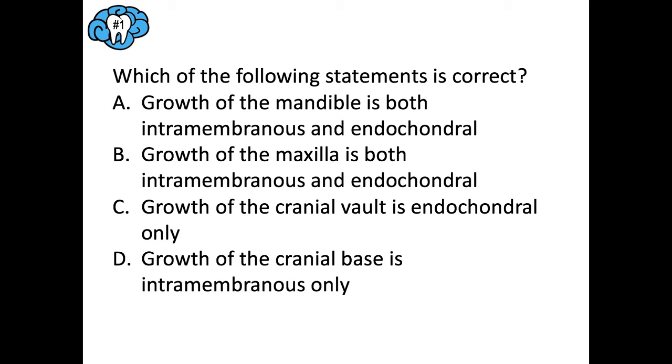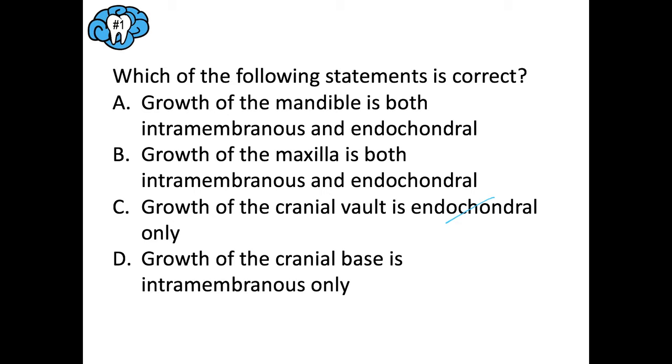So let's go through, starting with the cranial vault, because that's what I've talked about first in our video series. The cranial vault is formed by intramembranous ossification, and that's at the fontanelles and the sutures, as well as the internal and external surfaces. So this is certainly not endochondral. There's no cartilage in the cranial vault.